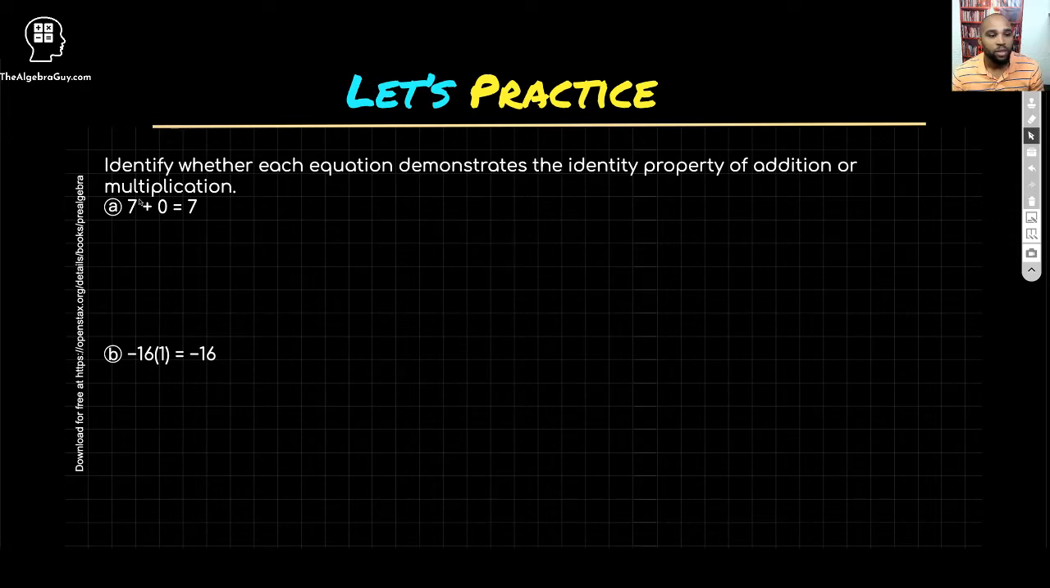All right, and if you were to see that in action, it looks like this. So this first one would be the identity property of addition, and this second one, obviously, the identity property of multiplication, because you're multiplying negative 16 times 1 to get negative 16.